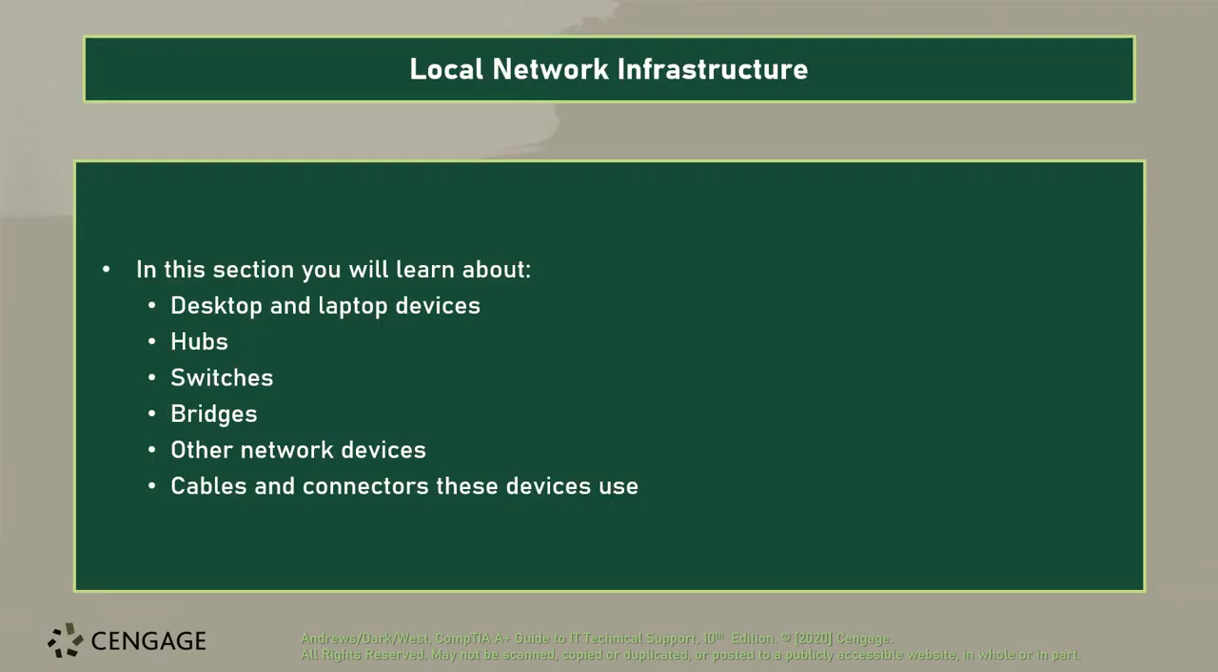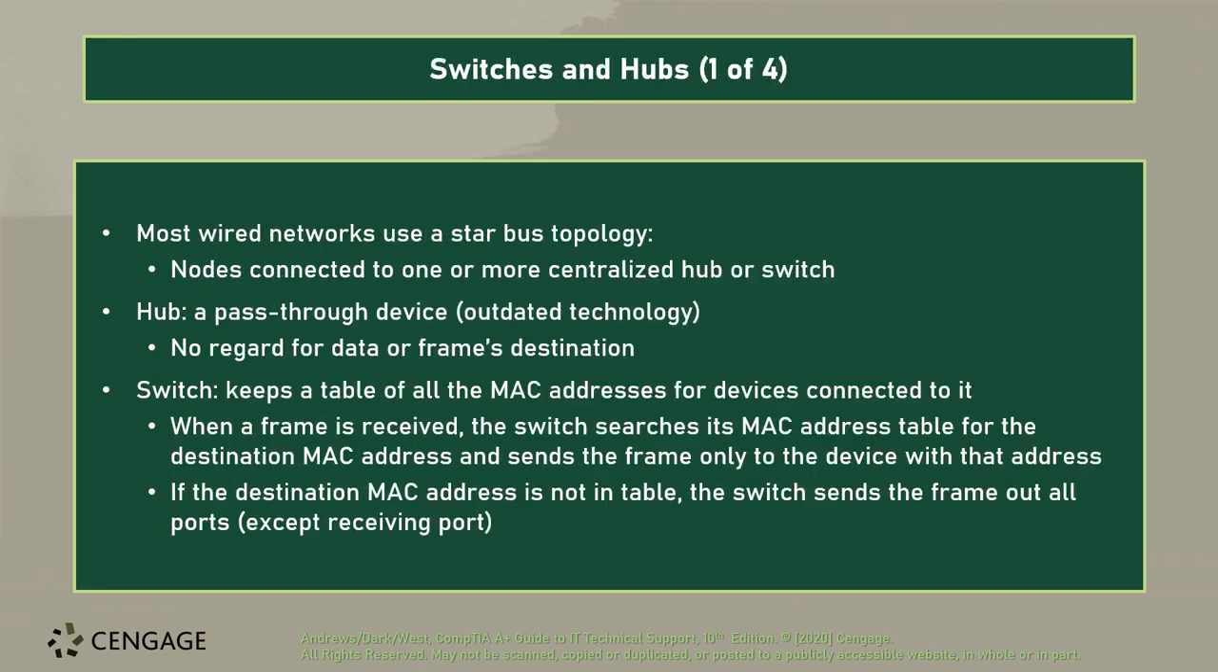Now, when we talk about local network infrastructure, we're talking about things like your actual desktops, laptops, tablets, phones, hubs, switches, bridges, other network devices, and then the connection media that goes in between these devices. Most wired networks use what's called a star bus topology, where nodes are connected to one or more centralized hubs or switches. And you will sometimes see what's called an extended star or hybrid topology, where you have a star within a star within a star. A hub is an outdated piece of technology that traditionally just acts as a pass-through device. It will essentially reproduce and regurgitate any data that is sent to it on all ports except for the one that it arrived on.